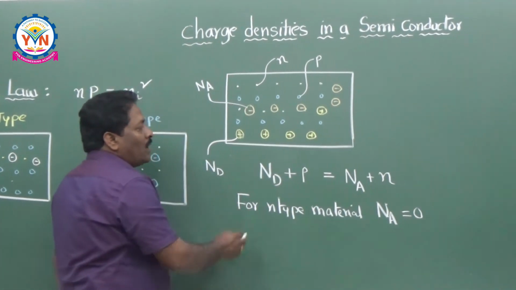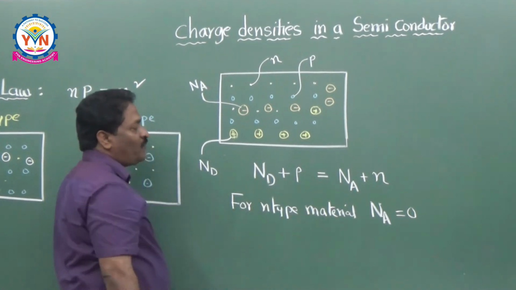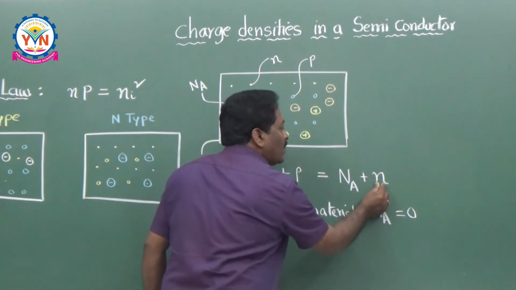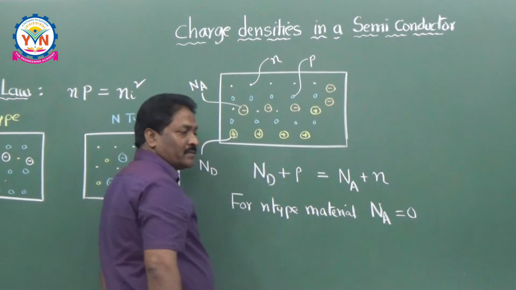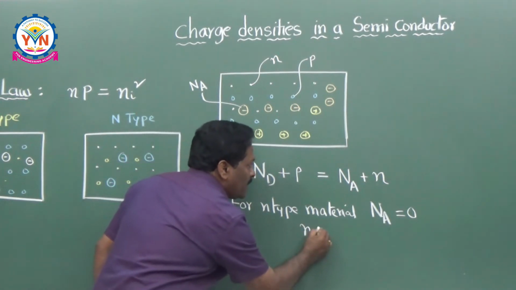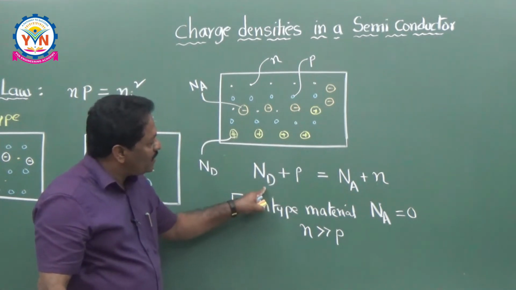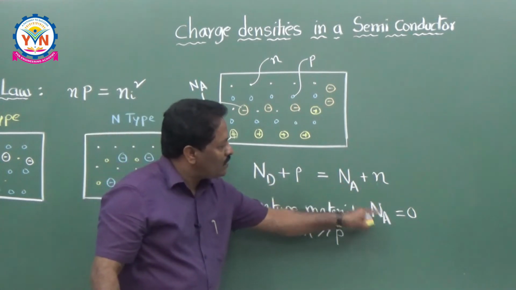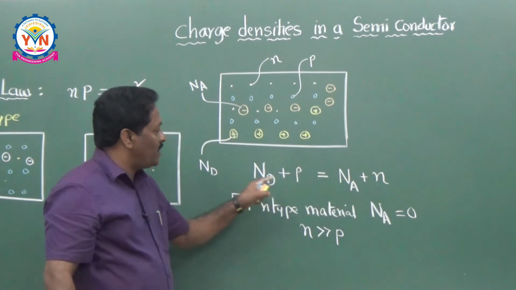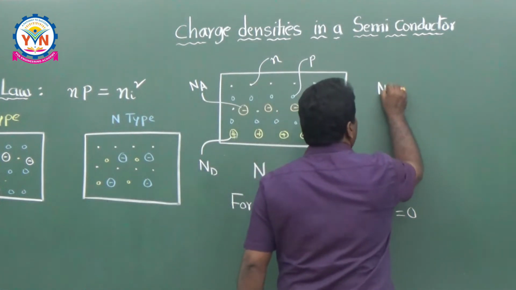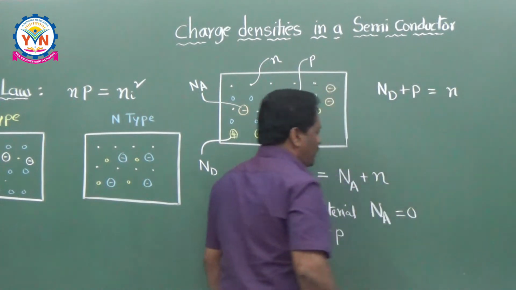Whenever you are forming this N-type material, definitely your electron concentration must be very, very greater than the hole concentration. That means you can say n is very, very greater than p. Apply this condition here: Na is equal to 0 and electron concentration is very much high compared to this. Then you can say that Nd plus p is equal to n. This is the first equation.